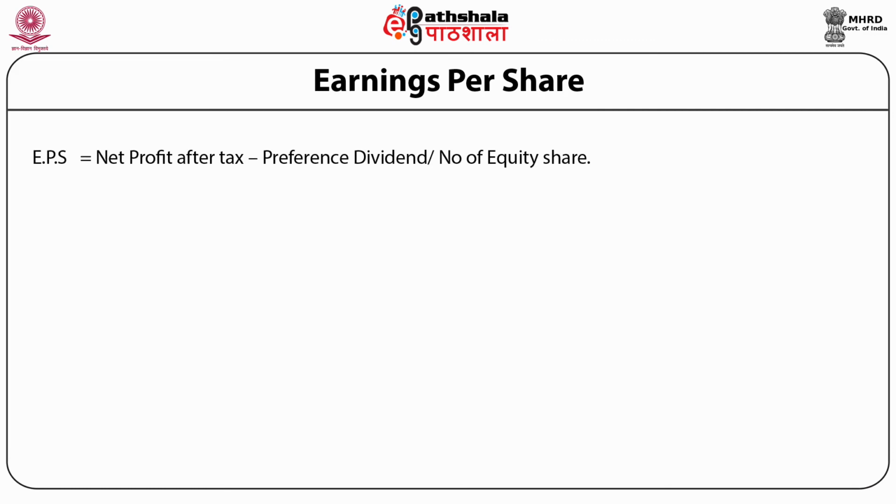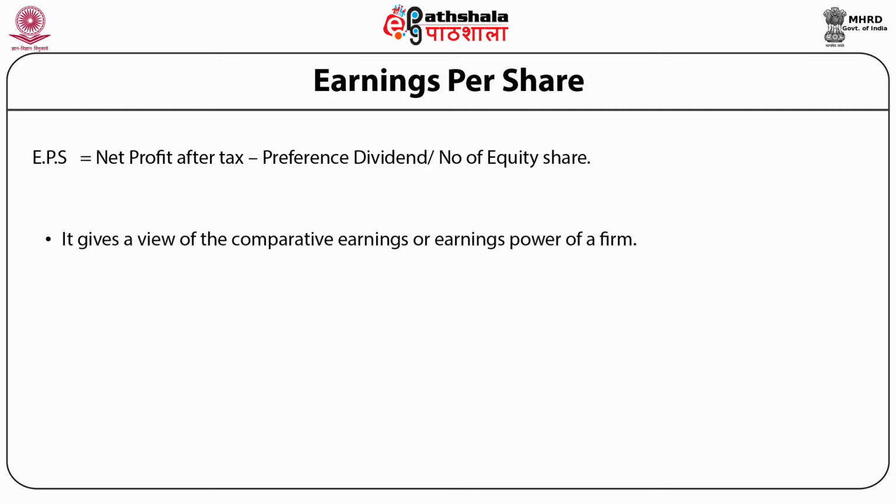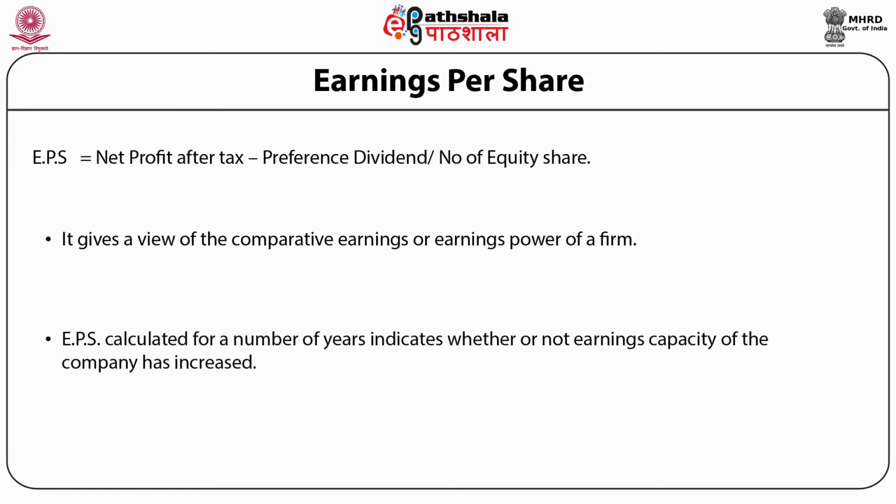EPS, earning per share, is calculated by using the formula as given below: net profit after tax minus preference dividend, divided by number of equity shares. It gives a view of the comparative earnings or earning power of a firm. Earning per share calculated for a number of years indicates whether or not the earning capacity of the company has increased.